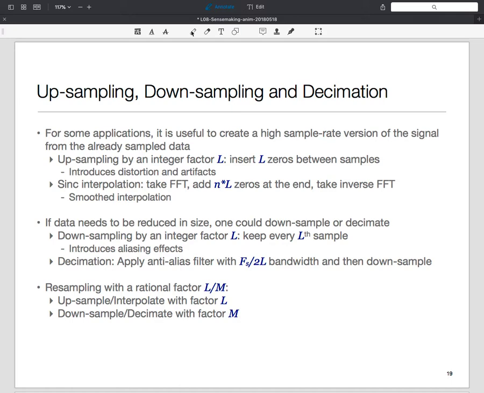It can't simply say, let's say I were to say go from 1 kilohertz to half a kilohertz. You can't simply say, let me throw away every alternate sample, because that may create an aliasing effect. So one has to be careful out here when you are reducing the sampling rate.